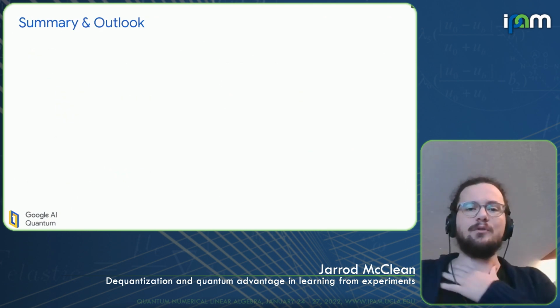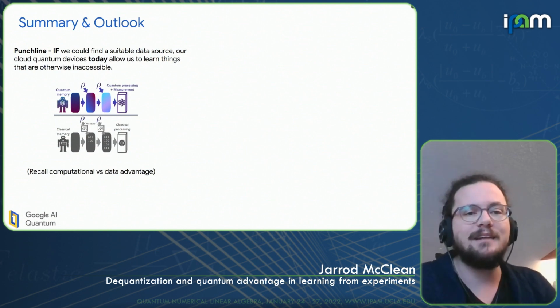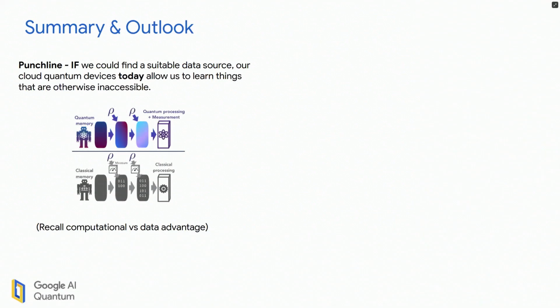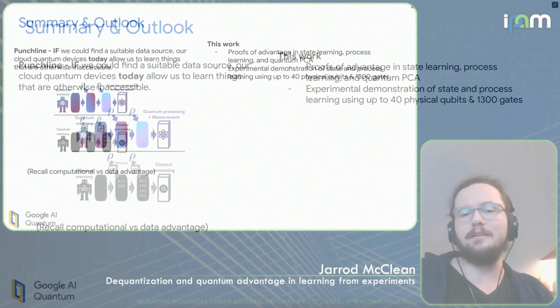So just a quick summary and outlook. The punchline I hope people take away is to be excited about quantum technology today, which is to say, if we could find a suitable data source, and I'm not saying we have one now, then even quantum cloud devices today allow us to learn things about these unknown states that could be otherwise inaccessible. And I think that's very, very cool. In this work, we gave some proofs of advantage for PCA, state learning, and process learning, and an experimental demonstration showing that even with noise today and uncorrected qubits, you could do something interesting.